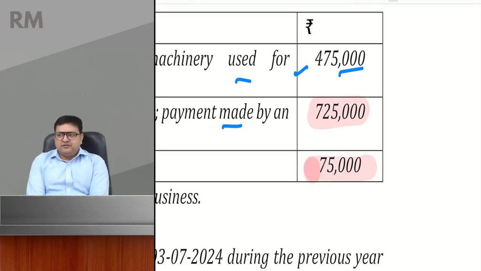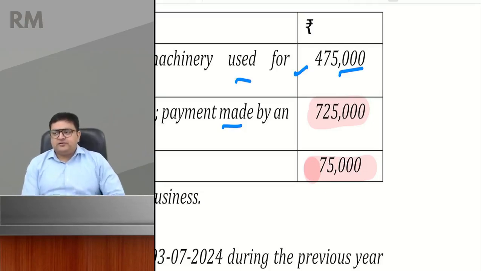What will you do with this subsidy? The subsidy would be 7,25,000 into 20%, that is 1,45,000. What will you do with this 1,45,000? Please tell me.